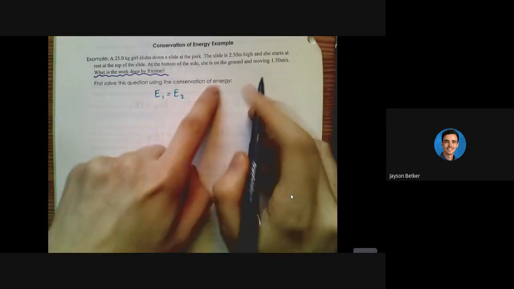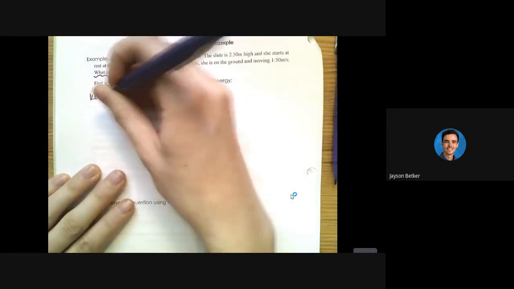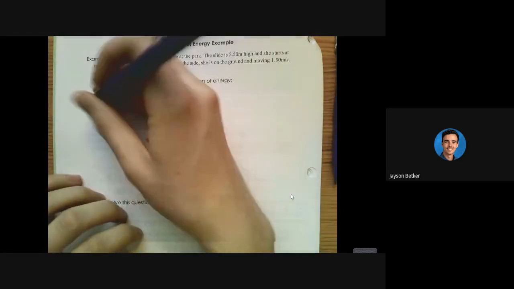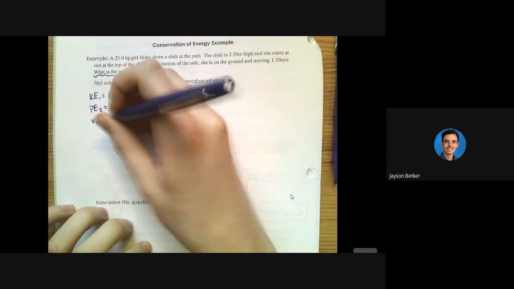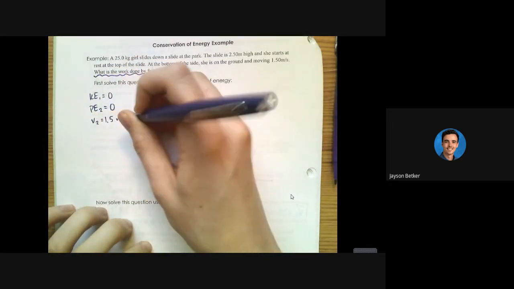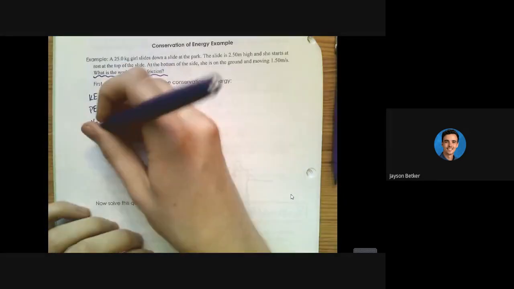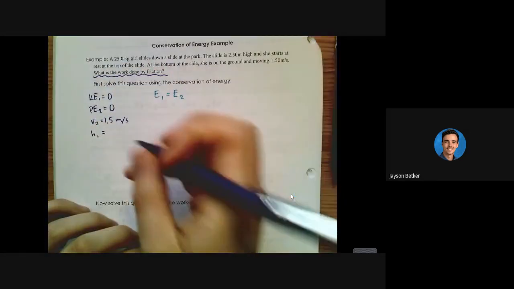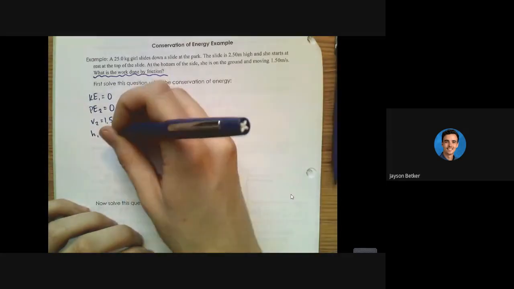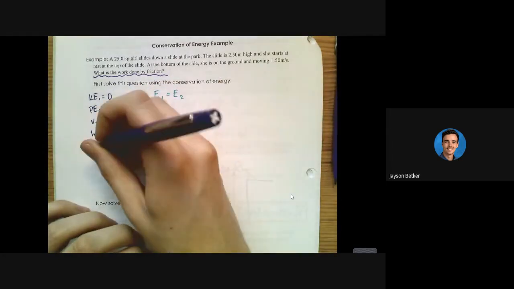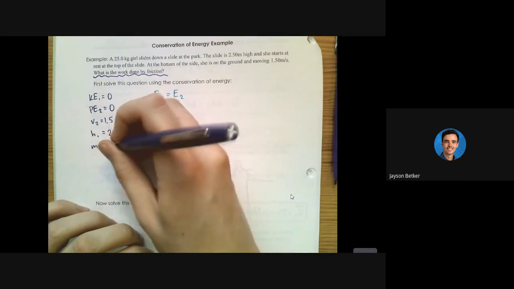Initially, the girl is at the top of the slide. So initially, she's at rest. So KE1 equals 0. At the bottom of the slide, she's on the ground. So PE2, the potential energy at the end, is 0. Okay, we've got a V2 of 1.5 meters per second. We've got an initial height of 2.5 meters. And we have a mass of 25 kilograms.